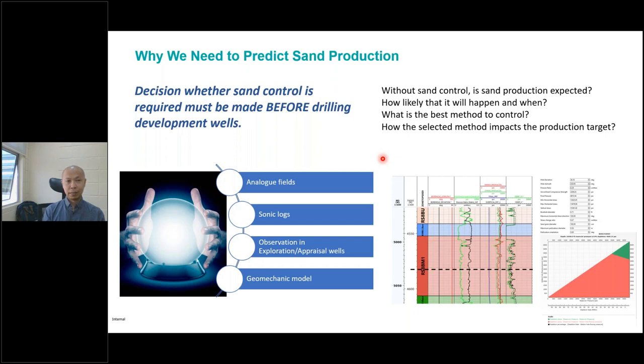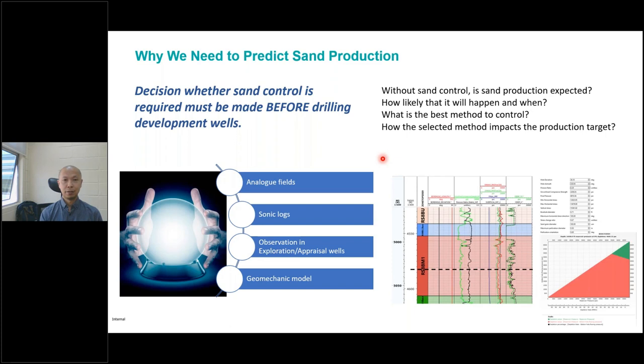So the decision whether we need sand control in our well or not must be made before even drilling the development well. At that point in time, we might have a few wells drilled, exploration wells or appraisal wells, and from that we require as much information as we need to come up with the answer.